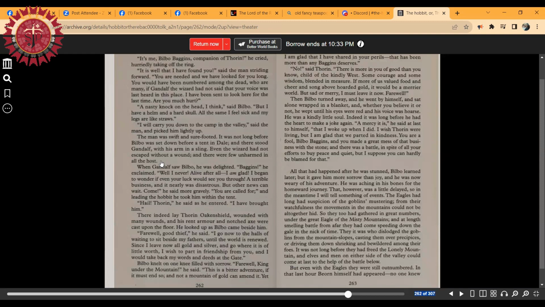I will carry you down to the camp in the valley, said the man, and picked him up lightly. The man was swift and sure-footed. It was not long before Bilbo was set down before a tent in Dale, and there stood Gandalf with his arm in a sling. Even the wizard had not escaped without a wound, and there were few unwounded in all the host.